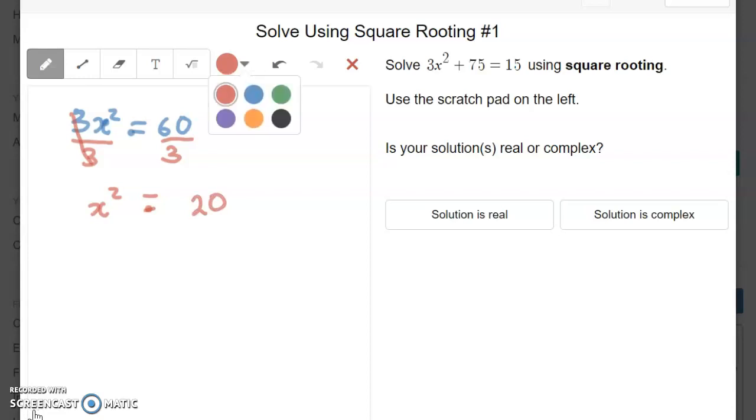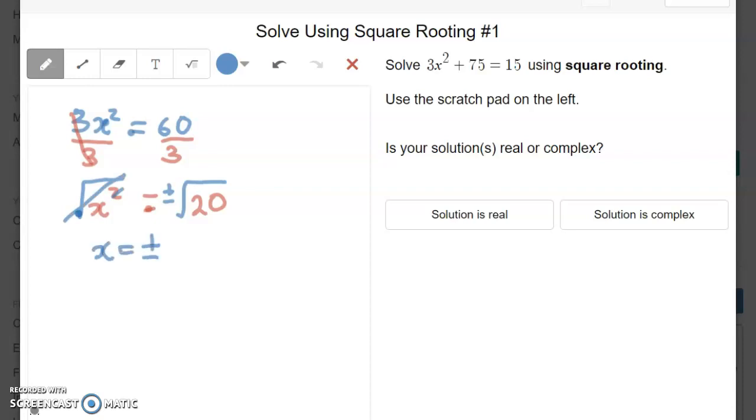And then from here I want to take the square root of both sides. And when I do that, don't forget my plus or minus sign. The square root and square cancel out on the left hand side, so you're left with x is equal to plus or minus square root of 20. I can simplify the square root of 20 by breaking it up as square root of 4 and square root of 5, because 4 times 5 is 20 and 4 is a perfect square. This becomes plus or minus, square root of 4 is just 2, root 5.